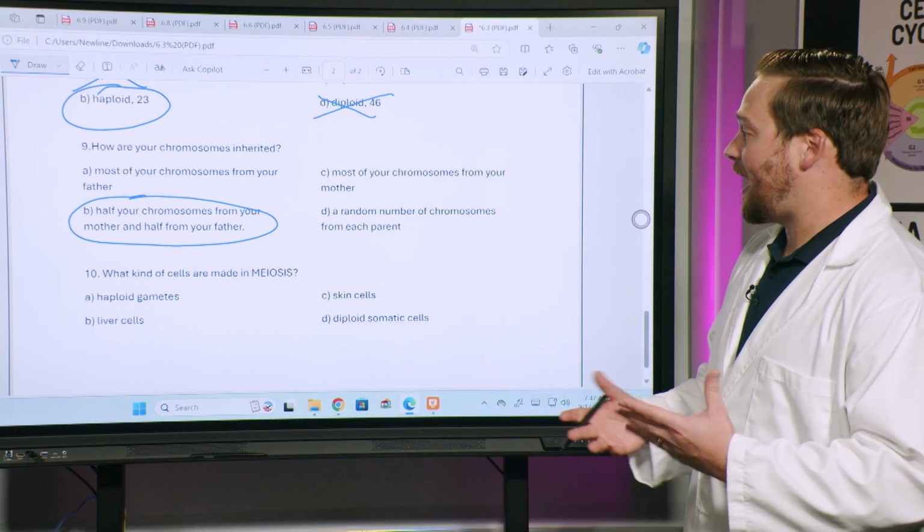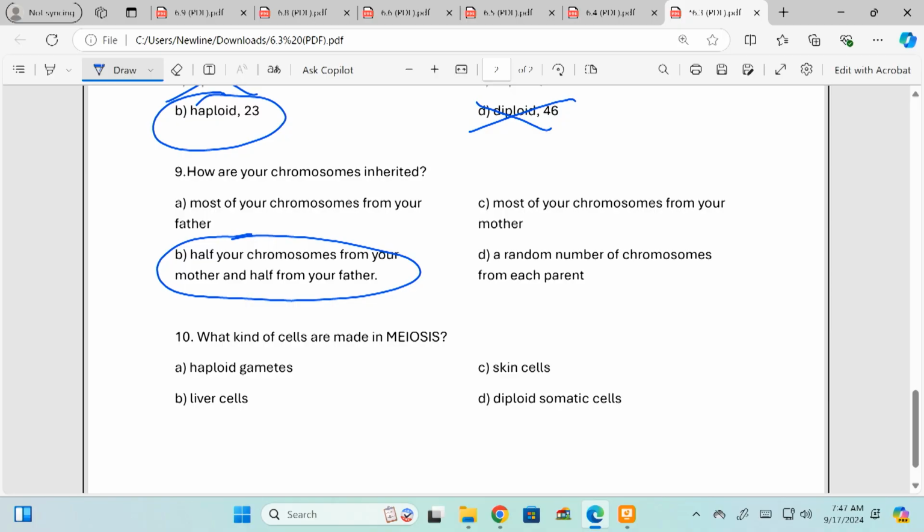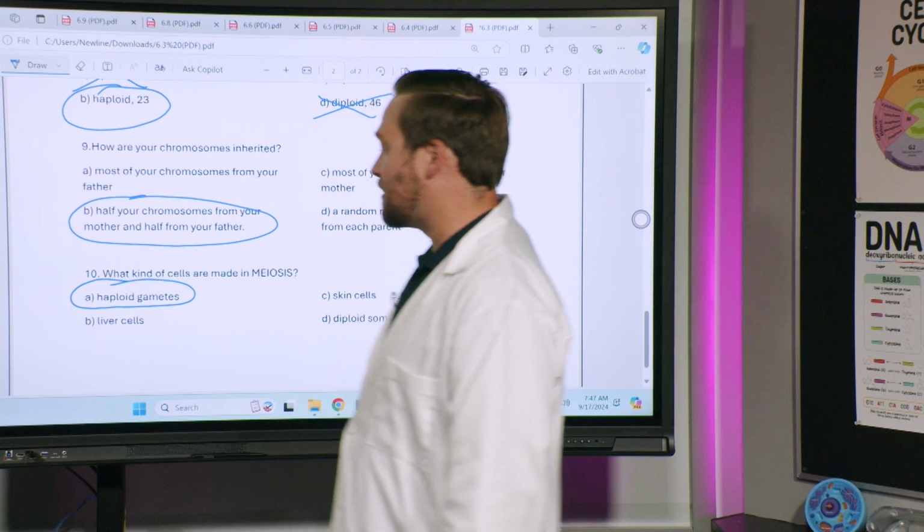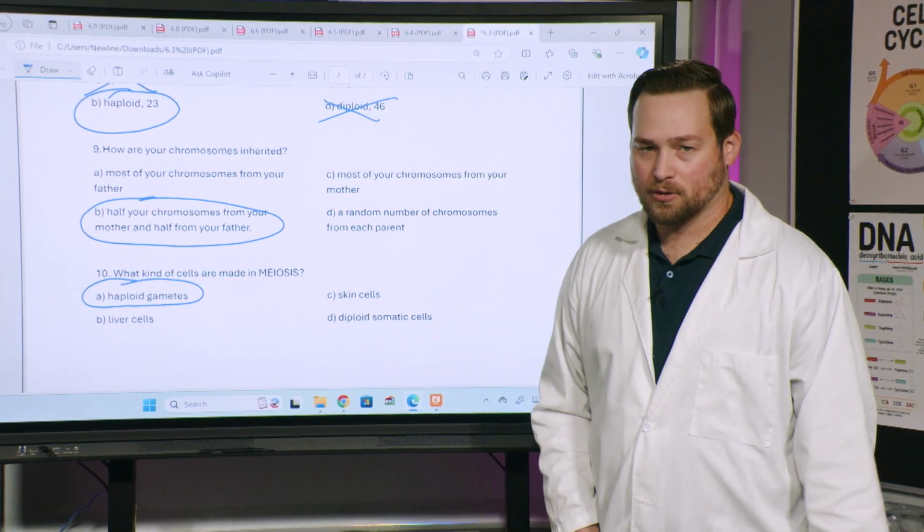Great. All right, here's the last one for today. What kind of cells are made in meiosis? Okay, what kind of cells are made in meiosis? Can we make skin or liver cells? No. We make haploid gametes. And remember, gametes is just another word for egg and sperm cells.